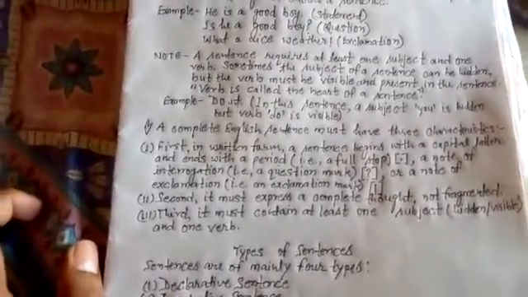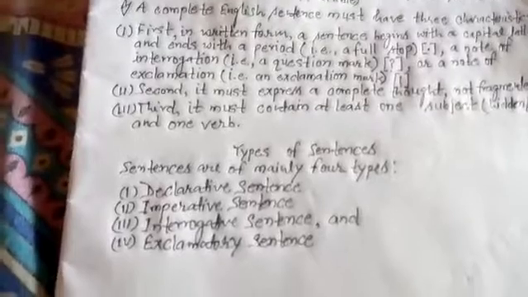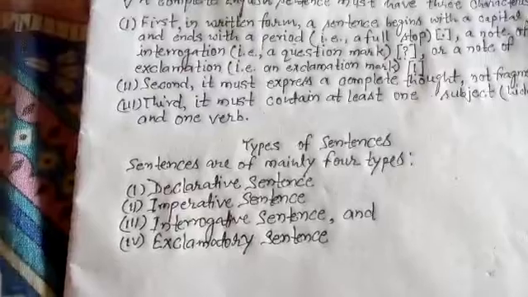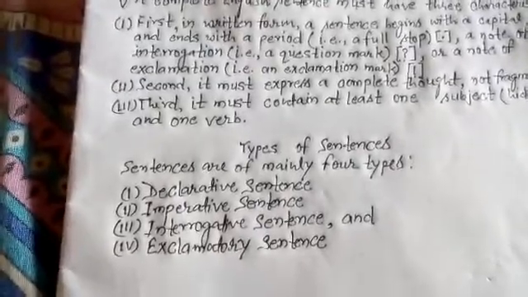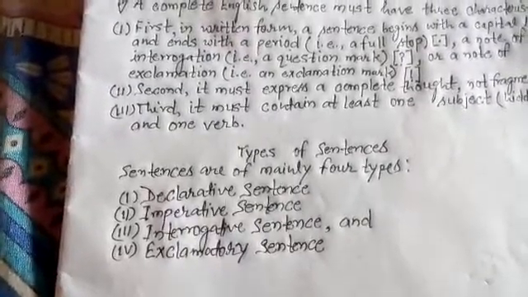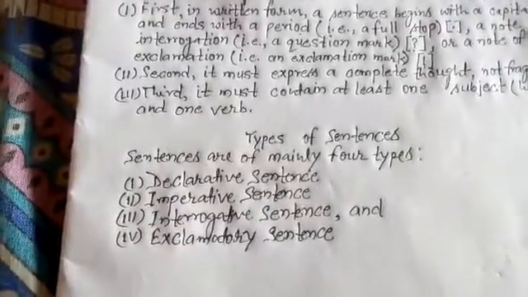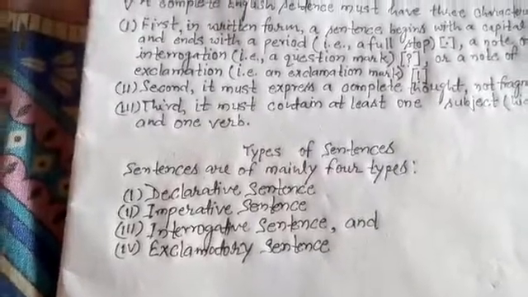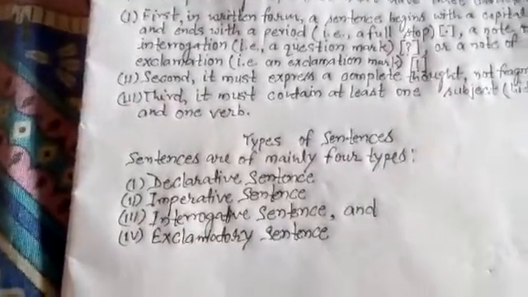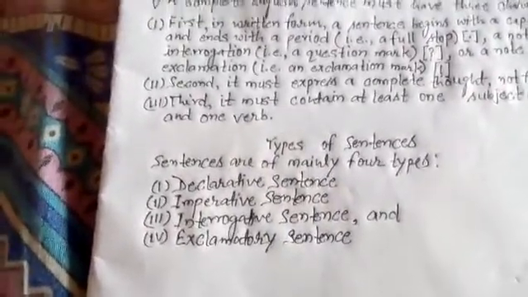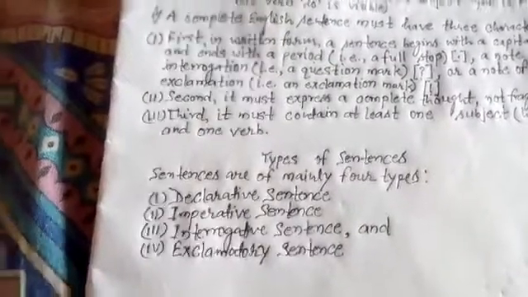So next thing is types of sentences. Sentences are of mainly four types. You can see first one declarative sentence, second one imperative sentence, third one interrogative sentence, and fourth and the last one exclamatory sentence. Now orally I am going to explain to you all these four sentences.